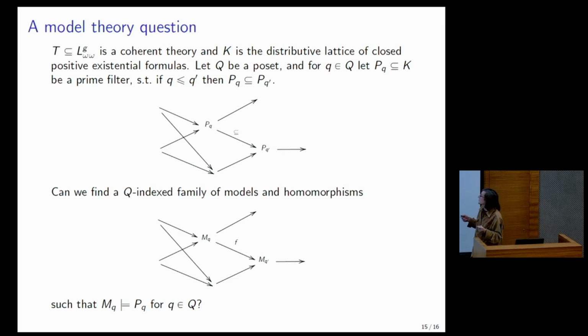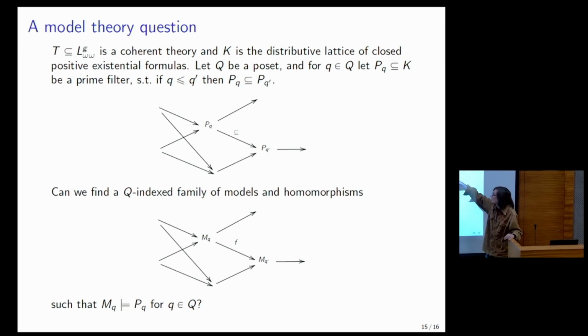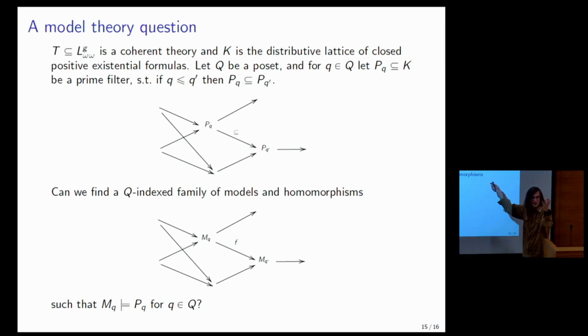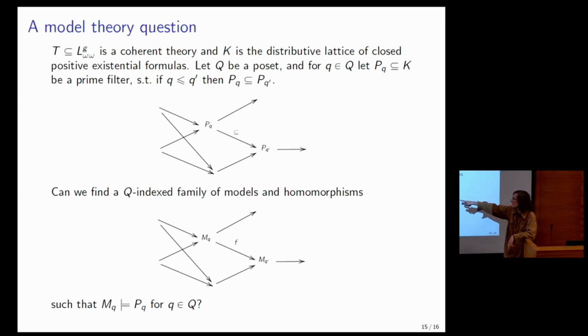Okay, so now assume that you have a poset, and on each vertex of this poset, you have a prime filter, so some positive type, and whenever some vertex is bigger, your type is extended. Now the question: can you find a Q-indexed family of models and homomorphisms such that each model models the type that was prescribed there? So can you do that? If this is a well-founded forest, then you can do it very easily. You just do this in the bottom, and then inductively you do it. But for general posets, I don't know.